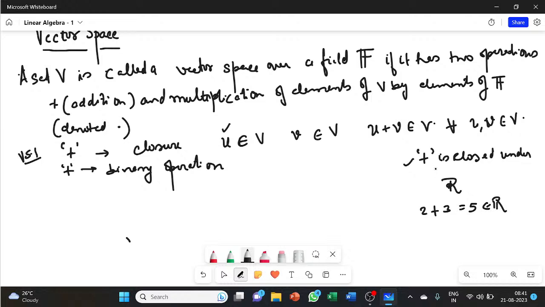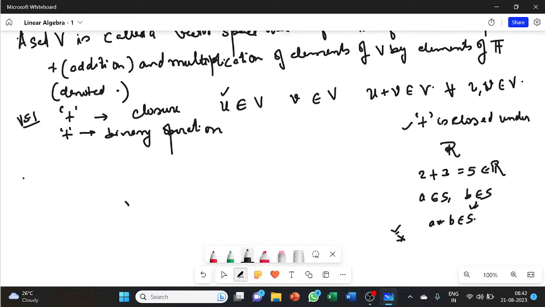So if I'm saying that my operation is closed with respect to a set, what does it mean? It means if a belongs to set S, b belongs to set S, then a star b should also belong to set S. Then I would say that this particular binary operation is closed under this set S. So the first property with respect to a vector space would be addition being closed. If u belongs to V and v belongs to V, then u plus v should also belong to V.